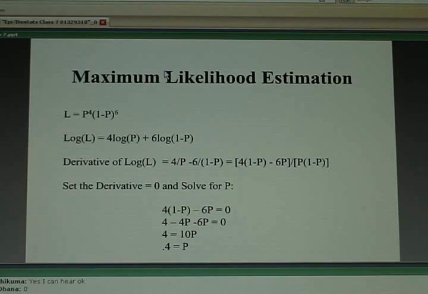meaning the maximum likelihood estimate for this coin having a probability of heads, the value for p, is 0.4, given that you flipped it 10 times and got 4 heads. If you flipped it 10 times and got 6 heads, the maximum likelihood estimate would be 6 over 10. If you flipped it 10 times and got 2 heads, the maximum likelihood estimate would be 2 divided by 10. So this is what a maximum likelihood estimate is.